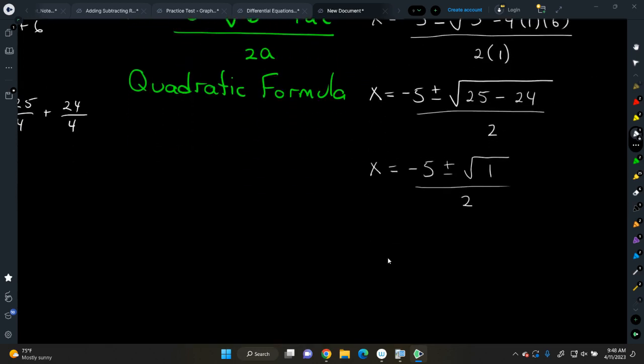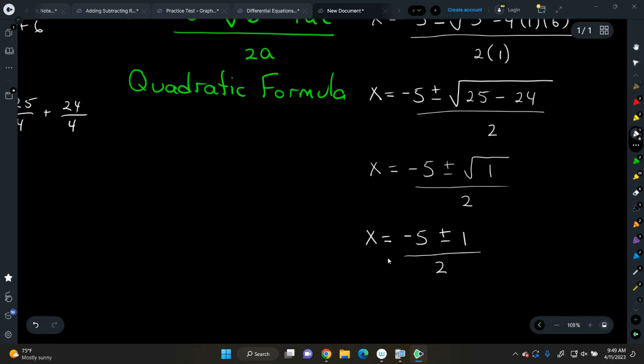What's the square root of 1? The square root of 1 is 1. So x equals negative 5 plus or minus 1 over 2. Okay, so that means we have two solutions.